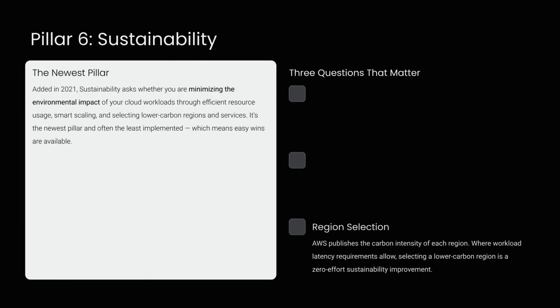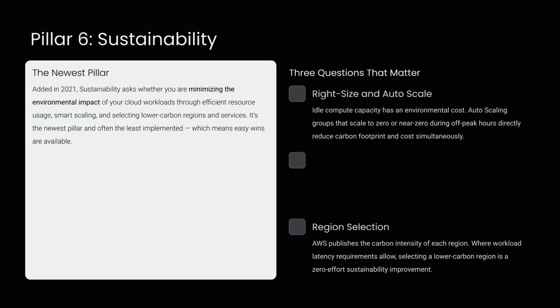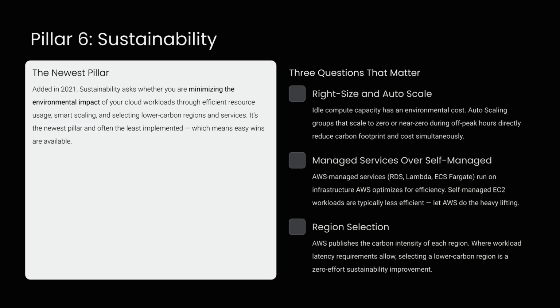Pillar 6, Sustainability, added in 2021, focuses on minimizing the environmental impact of cloud workloads. Achieve this through efficient resource usage, like right sizing and auto-scaling to 0. Also, choose managed services over self-managed workloads for efficiency, and select lower carbon regions when latency allows.